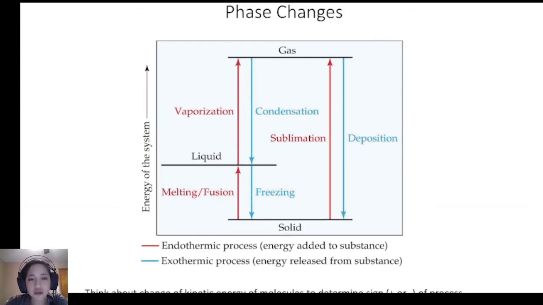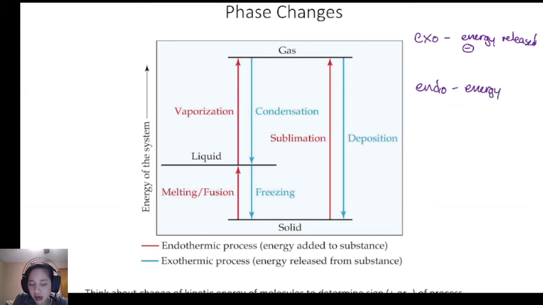So here's a bunch of phase changes that you and I are probably familiar with, but maybe not so familiar with whether these changes are exothermic or endothermic. Remember, exothermic means that energy is released. Usually there's a negative sign associated with exothermic, a negative energy to indicate the direction that energy is leaving the system. Endothermic means that energy is added to the system, or the system gains energy.